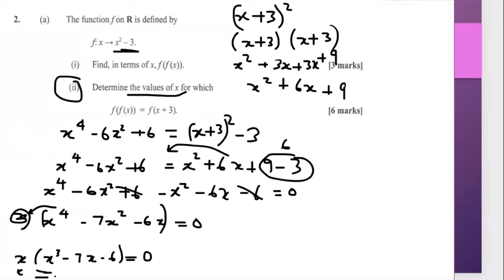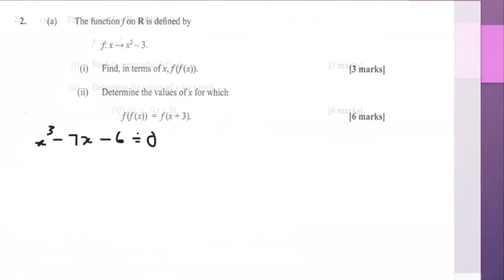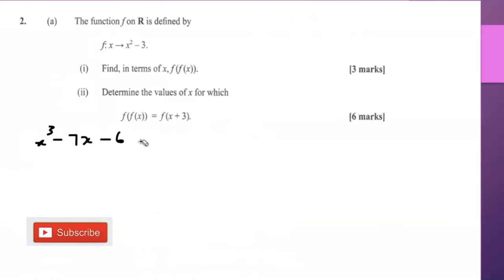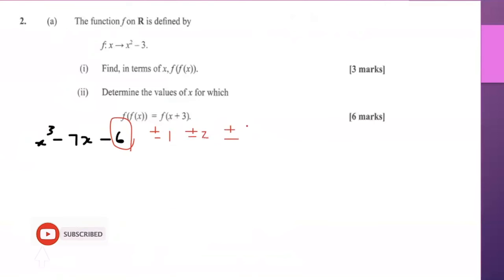The next part is the cubic. I have x cubed minus 7x minus 6. That will be equal to 0. And to solve this, we can either use synthetic division or long division. I'm going to do both methods. So, synthetic division, get rid of the 0. I am going to look at the last number, the factors, numbers that can go into 6 without leaving a remainder. Plus or minus 1, plus or minus 2, plus or minus 3, and plus or minus 6.